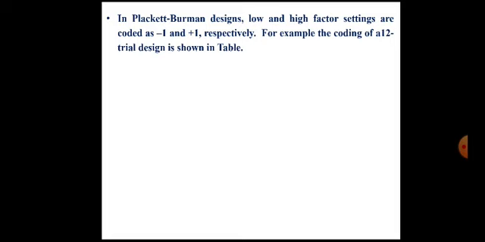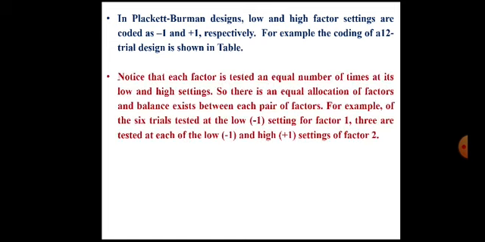So in Plackett-Burman design, low and high factor settings are coded as -1, +1. For example, the coding of a 12 trial design is mentioned in the earlier table. Notice that each factor is tested an equal number of times at its low and high settings. So 6 trials are at low level and 6 trials are at high level for each factor that we have seen. So there is an equal allocation of factors and balance exists between each pair of factors.